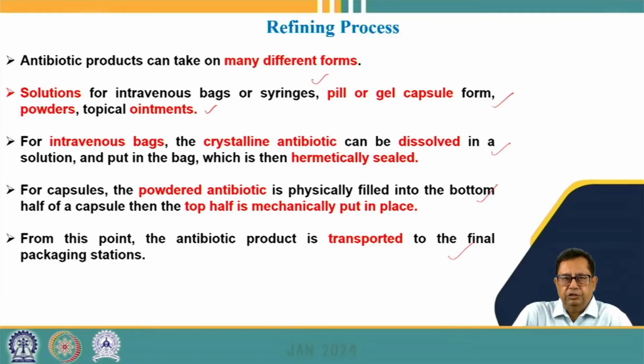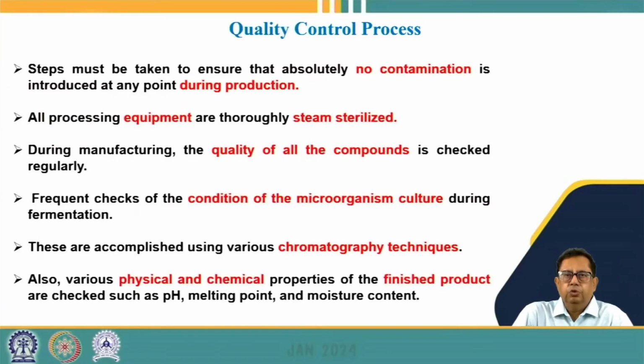final packaging stations. The quality control process is a very important process during the manufacturing of antibiotics. Here steps must be taken so that we can ensure that no contamination takes place during the production process.